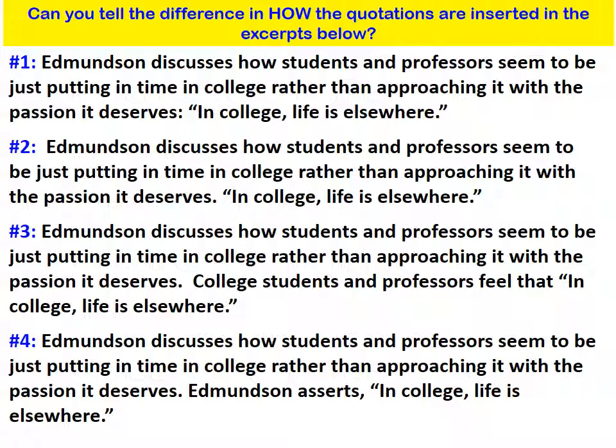The first one, the student's full sentence is followed by a colon, then the quote. In the second one, the student's full sentence is on its own. There's a period at the end, and then the quote is in its own sentence. The third one, the student has blended the quotation into his or her sentence. And in the fourth one, the student has used a signal phrase, Edmondson asserts, and then presented the quotation. Number 1, number 3, and number 4 are correct. Number 2 is incorrect, and we're going to discuss that on the following slides.